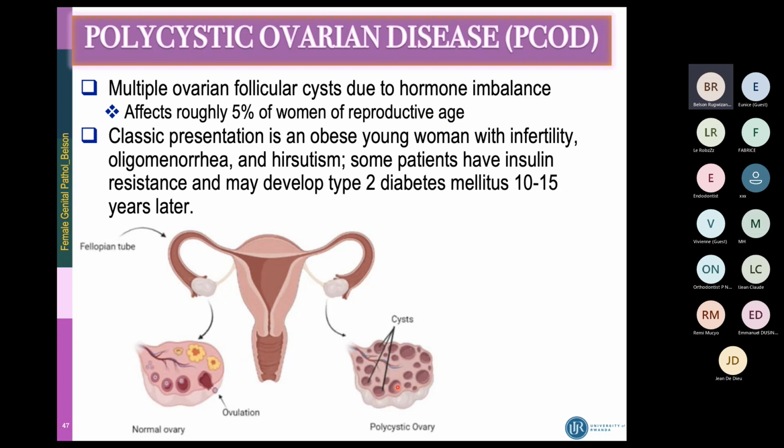And then here you see that we have multiple cysts in this ovary. So this makes it a polycystic ovary. So it affects 5% of the women of reproductive age. So usually obese young women with infertility or oligomenorrhea. Oligomenorrhea is when she has menses but the bleeding is little. Oligo means little. And hirsutism, so this we saw in physiology, so it is a problem arising from endocrine issues. So some patients will have insulin resistance and they may develop type 2 diabetes mellitus about 15 years later.